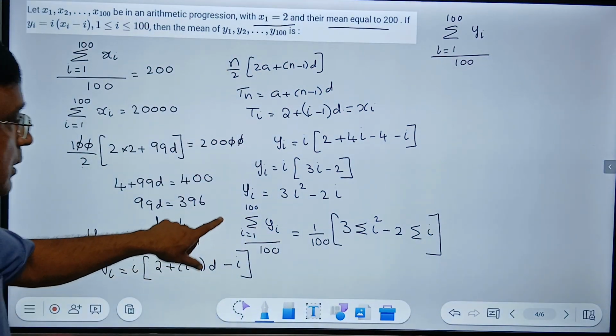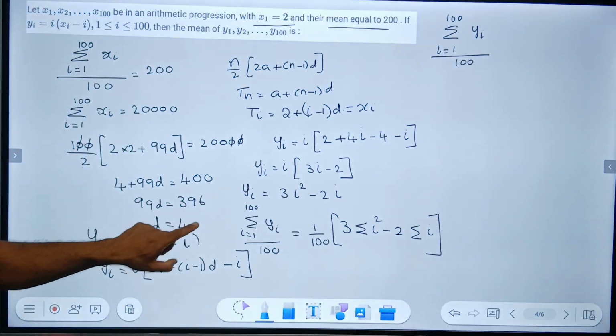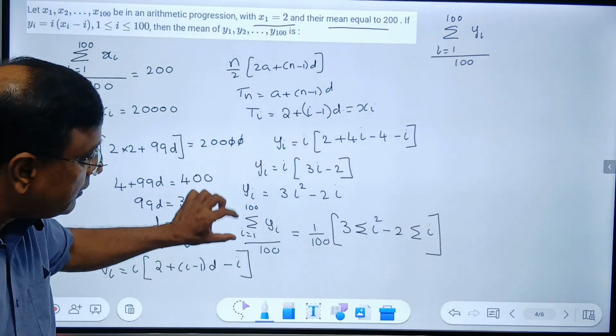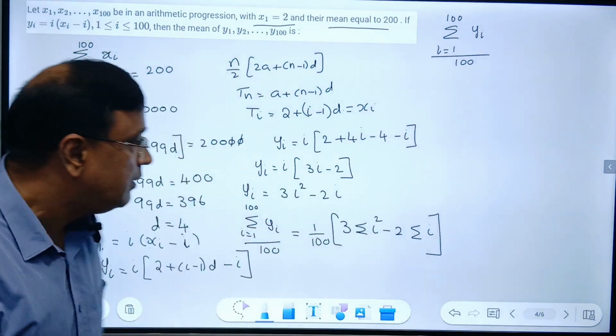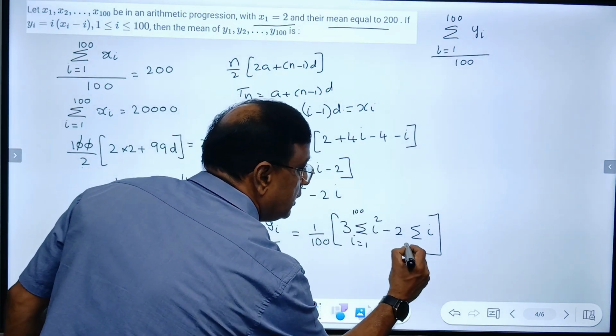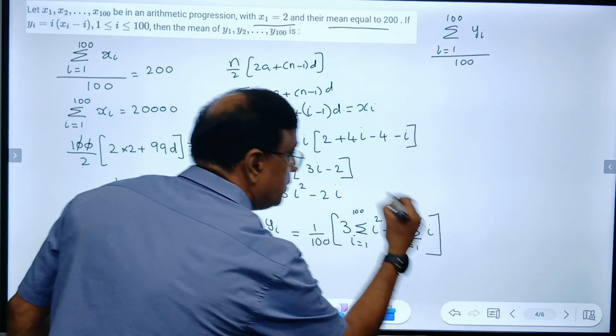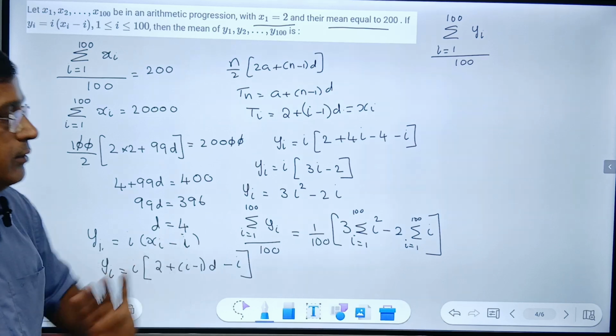Watch this carefully. yi is 3i square minus 2i, correct? I want to find the total of yi, i from 1 to n. So it will be the total of i square and total of i, from i equal to 1 to 100. So I have to divide by 100 because I want to find the mean.